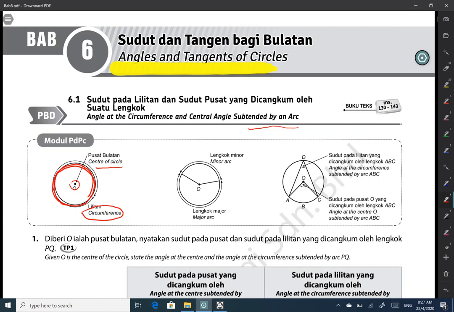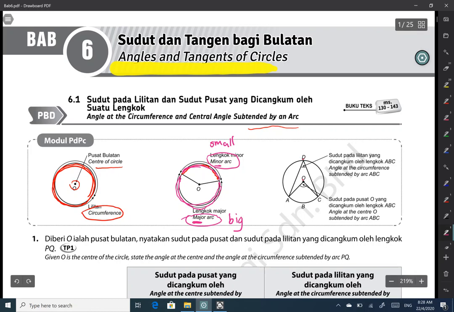We have two types of arc. We see this one is smaller compared to this. So the small arc we call minor arc. Minor means small. The big arc we call major arc, so this one we call big. 大的这个弧度我们叫 major, 小的这个弧度我们叫 minor. This is center, this is circumference.